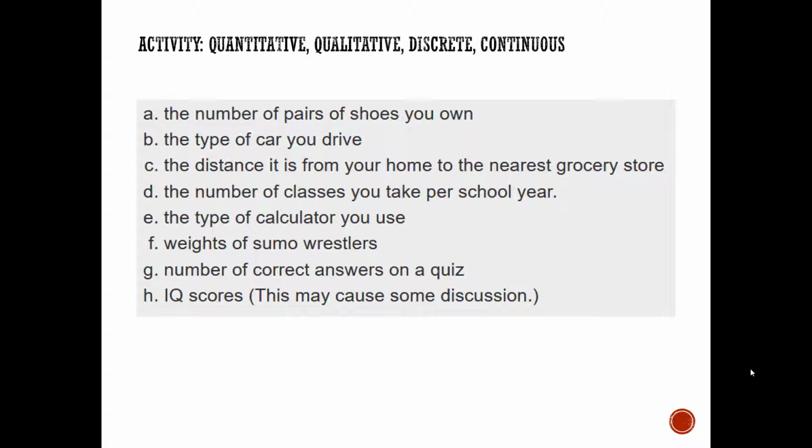H, IQ scores. Now, this one might cause some discussion. Basically, IQ scores would be quantitative, but a lot of times they look like whole numbers. However, I would categorize this as continuous because it's a measurement of intelligence, an intelligence measure. There could be some fractions involved.